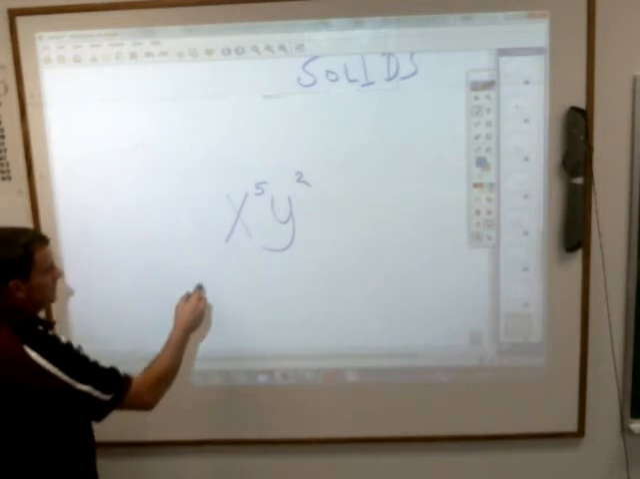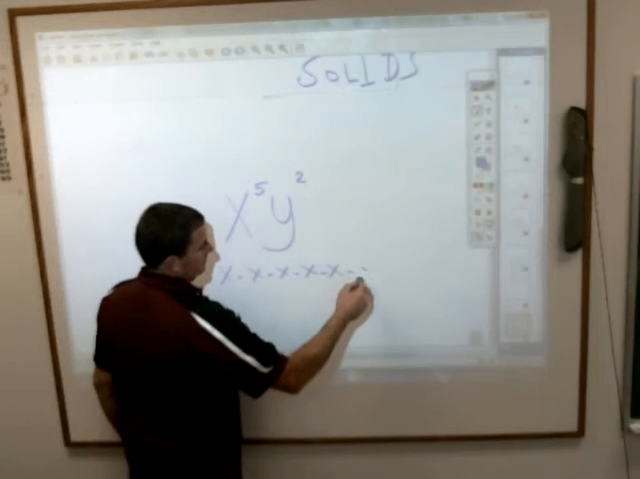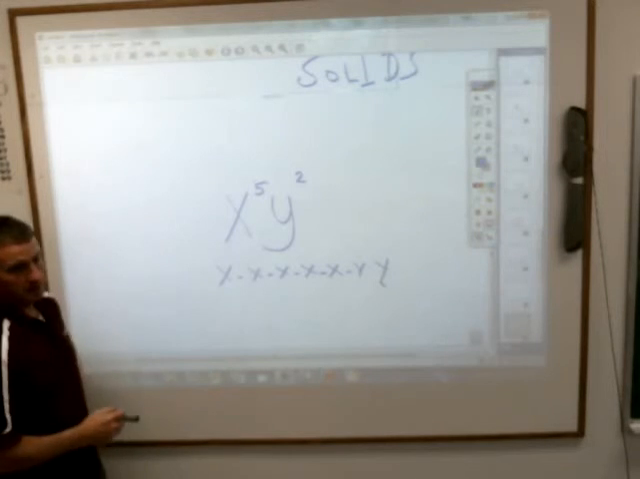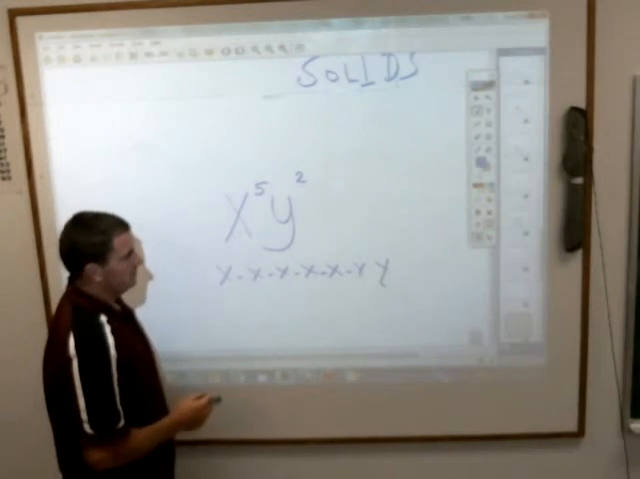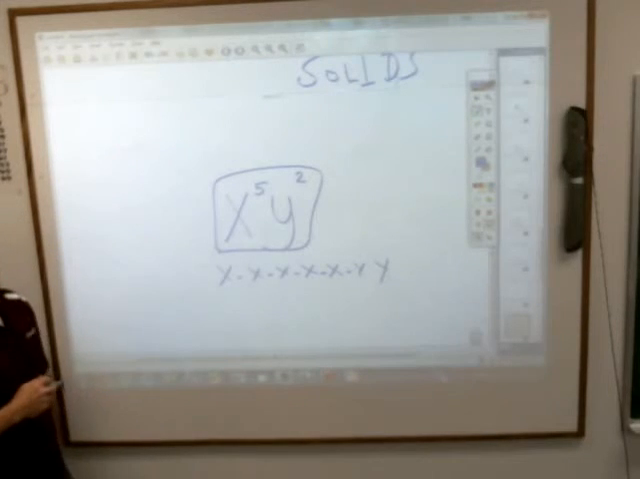It does mean x times x times x times x times x times y times y, but I don't know why you want to write that down like that. For our homework? It's on your homework, this is it. There's nothing more you can do with that.